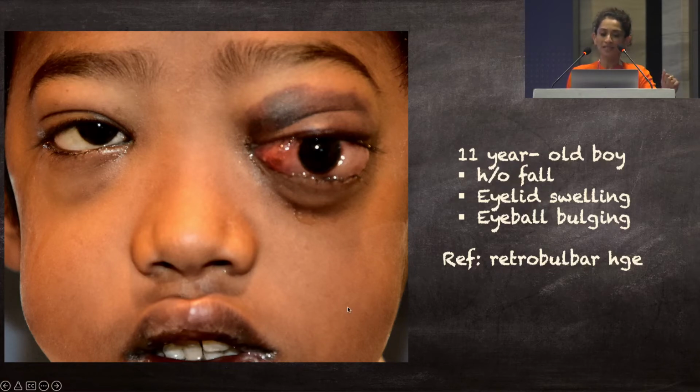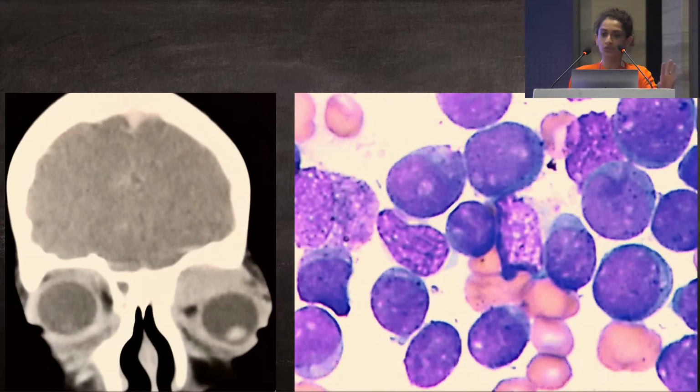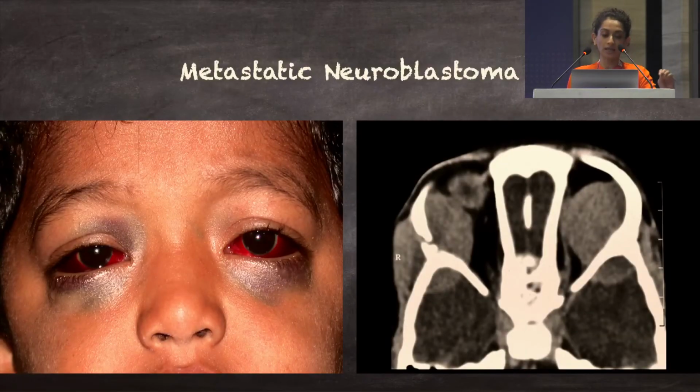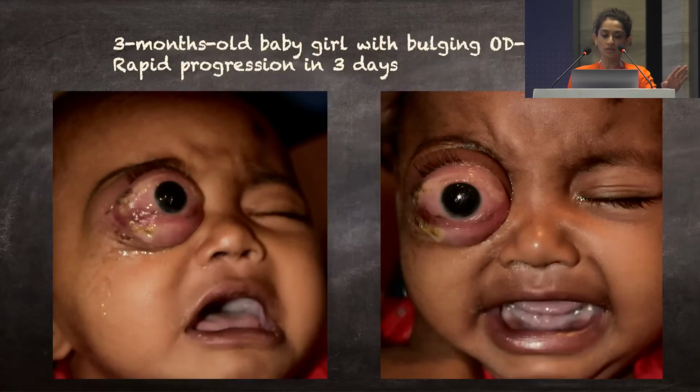So, when a child presents with this kind of an ecchymotic proptosis, the first thing that goes in our mind as a clinician is a leukemia. So the first thing, we don't even go inside. The only thing that we do is basically do a peripheral blood smear. And if you see the imaging, you can see a lesion over here, and there is a lesion growing in the other eye also. So it was a granulocytic sarcoma, and it was AML non-M3, which was really bad prognosis, and the child died.